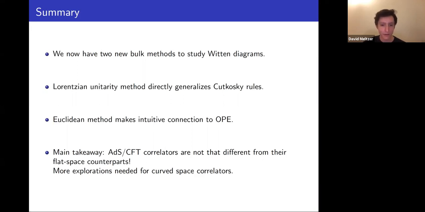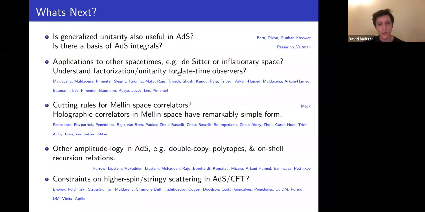And I think there needs to be a lot more exploration on the general structure of curved space correlators. So I have a list of questions I think are interesting. One is to understand generalized unitarity in AdS, and there's a basis of 1-loop integrals. So everything I said was about, again, the old 60s S matrix bootstrap, now in AdS.